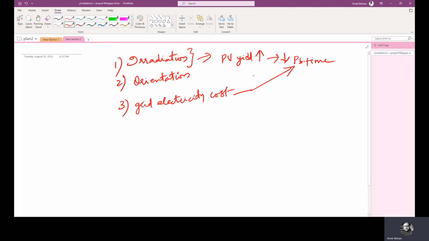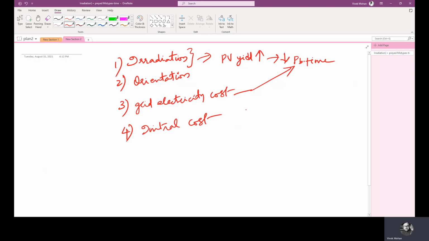Now the payback time also is dependent on the initial cost of the PV system. So if the initial cost is less, then the payback time will be shorter. So it depends on the initial cost also. Now, in addition to this, more factors must be taken into consideration in contrast to the simple example which we have seen now. But it will increase the complexity of the calculation of payback time.